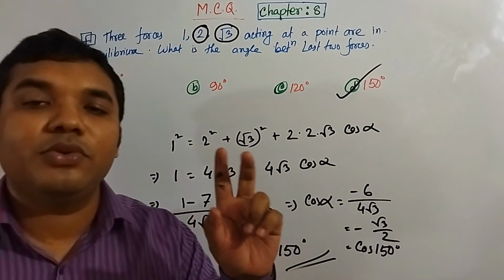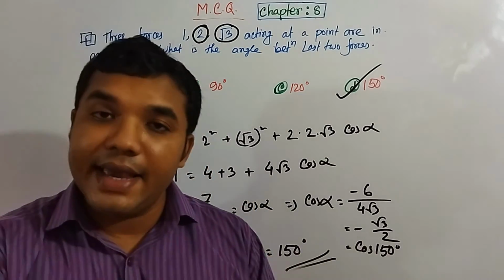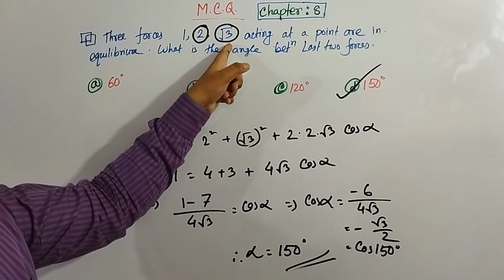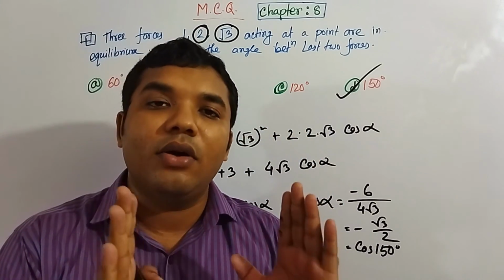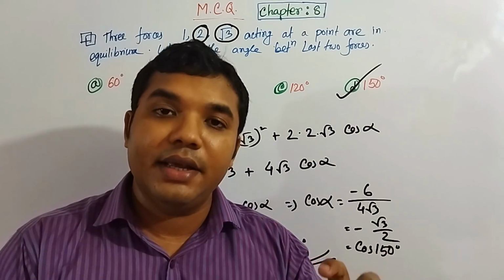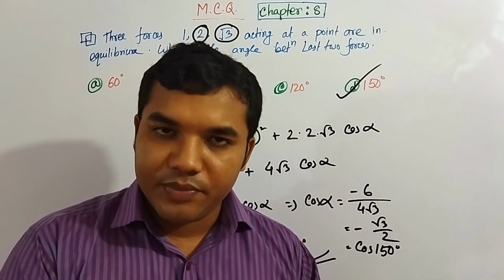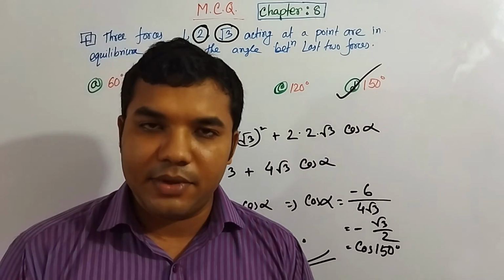My dear students, I have to recall a thing again: if we need to find the angle between these two, then this should be our resultant. We have to think about or memorize this part very clearly. If we need to find an angle between any two, then the other will be the resultant. Okay, so this is how we solve these types of problems.